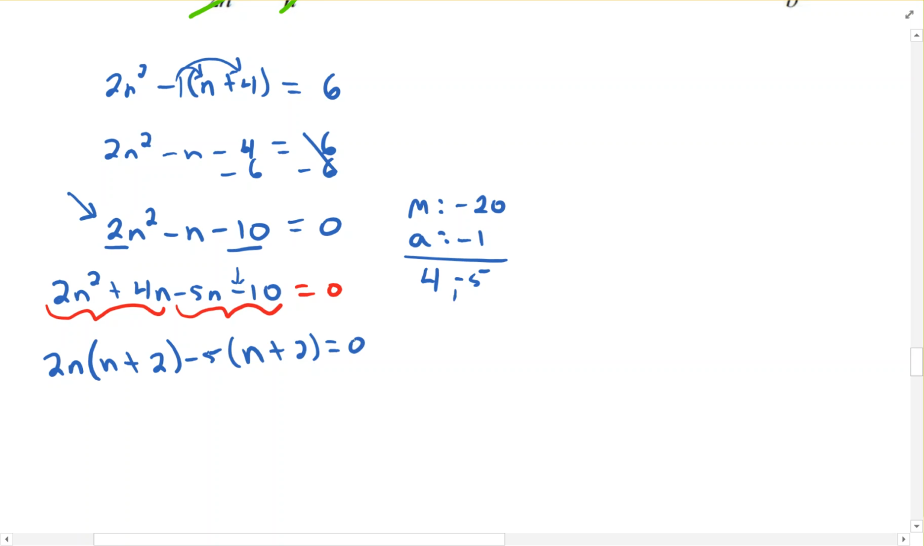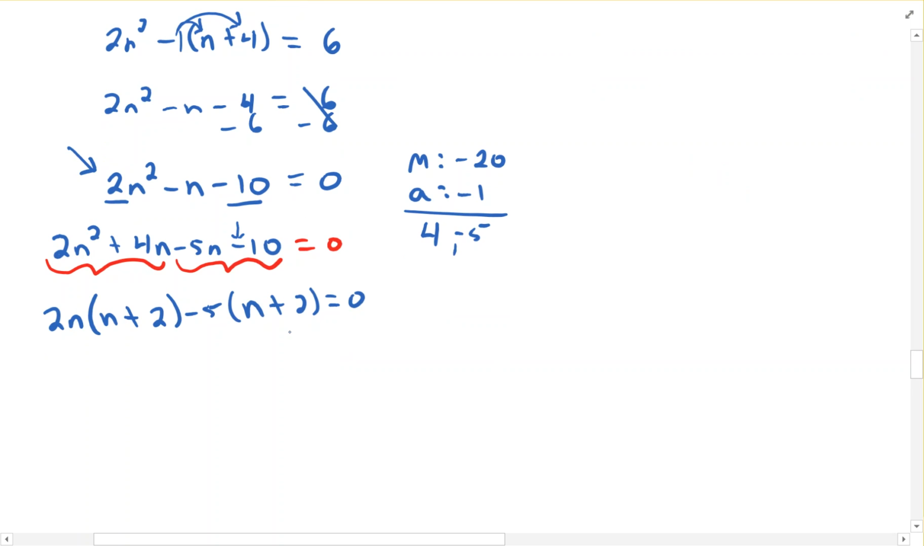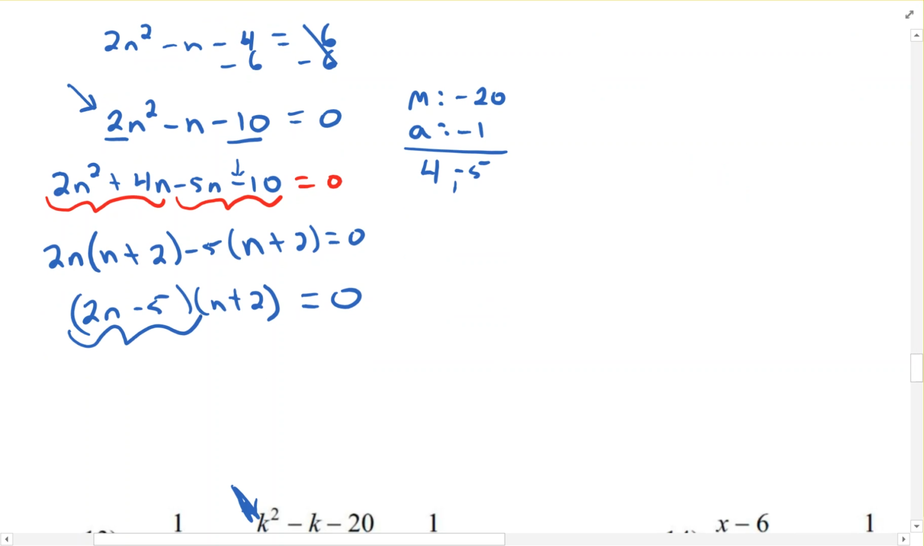That's equal to 0. So now I can see that my factors here are going to be 2n minus 5 and n plus 2. That's equal to 0. So what would make that equal to 0? You can make a mini equation here if you want. So that'd be 2n minus 5 and make it equal to 0. So then we'd add 5 to both sides, so plus 5. Then we have 2n is equal to 5. So n is equal to 5 over 2.